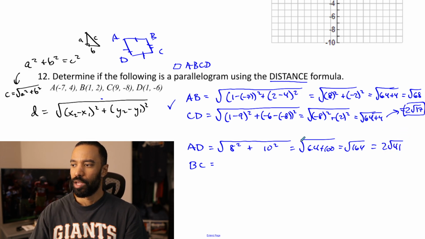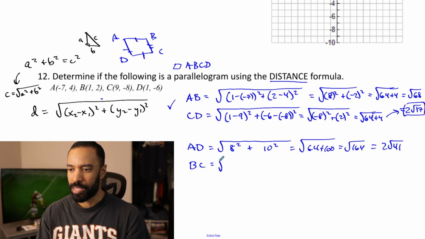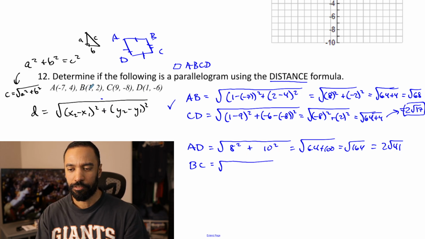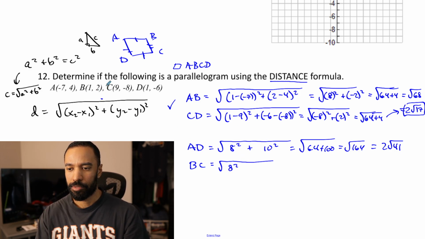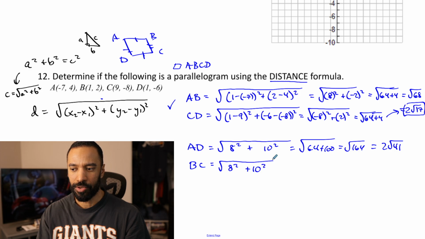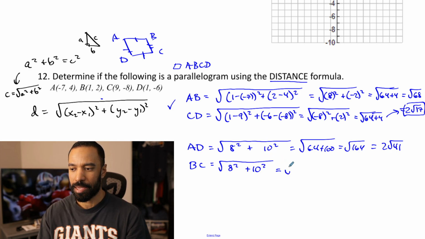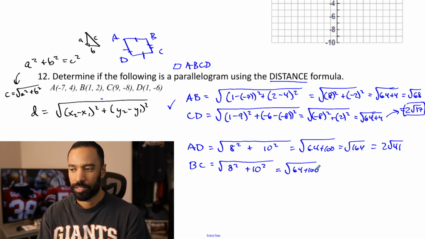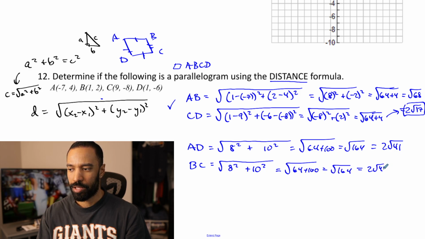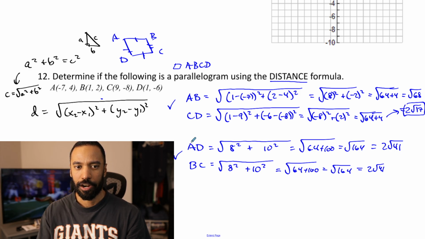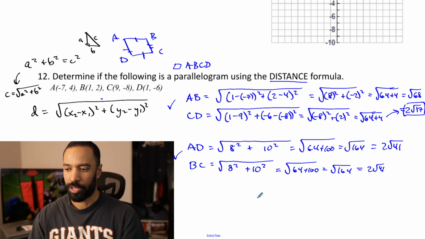And then on the length of BC, from B to C, from 1 to 9, that distance is 8. From 2 to negative 8, that distance is 10. And you can see what we're doing here once again. It's the same exact math. So those are the same as well. So that checks out. Therefore, yes, this is a parallelogram.